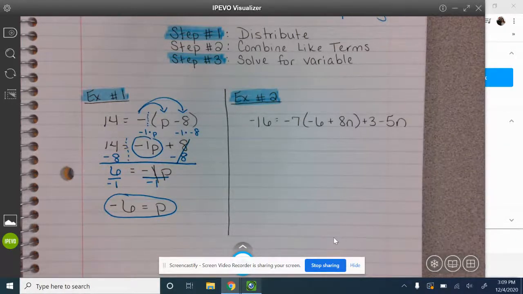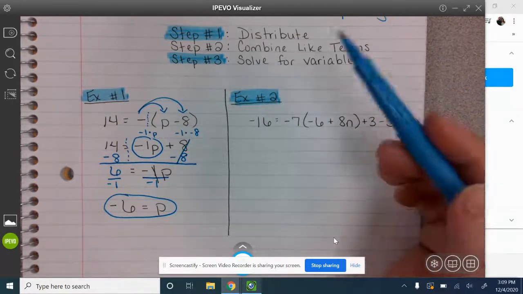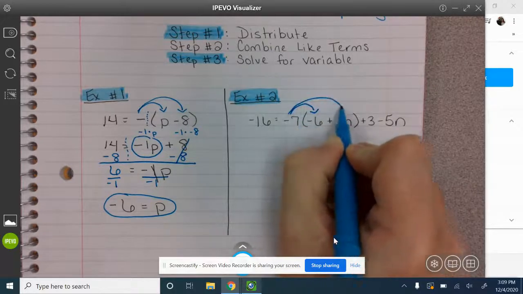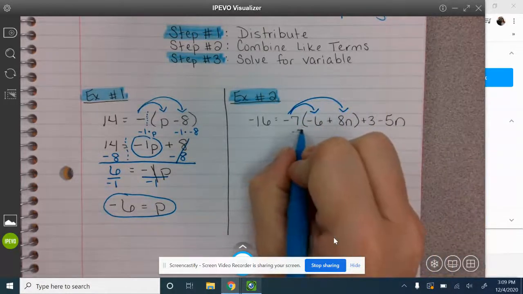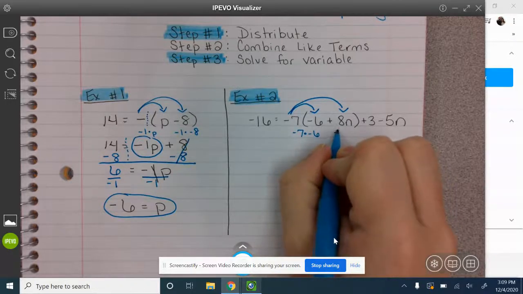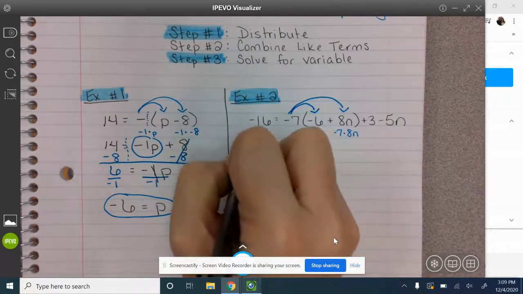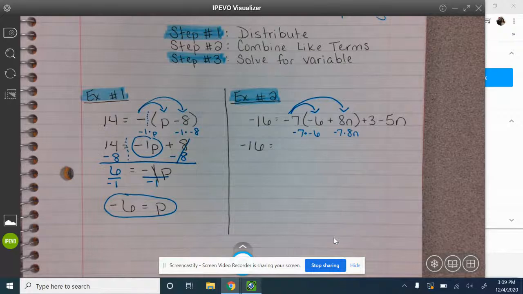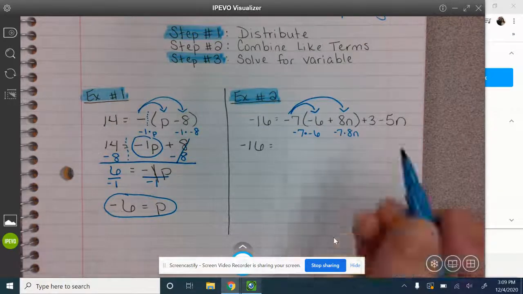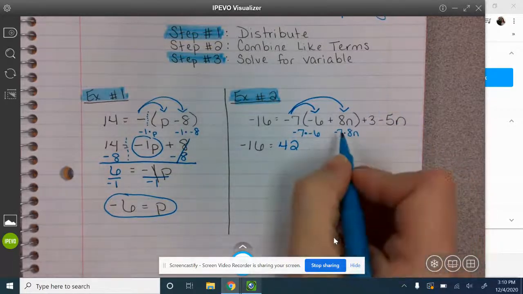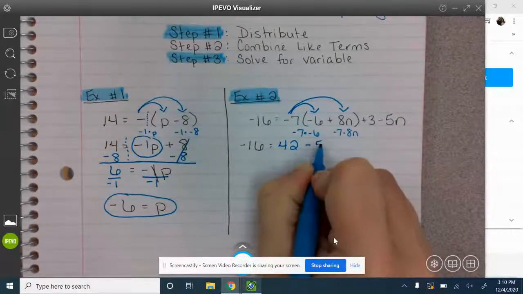There's a lot going on in this problem. We've got to take it one step at a time. Step 1, we need to distribute. So I'm going to go ahead and draw my arrows from negative 7. So I would have negative 7 times negative 6 and negative 7 times 8n. All I'm going to do on that first step is distribute those two numbers. So negative 7 times negative 6 would give me 42. Negative 7 times 8 would give me a negative 56n.